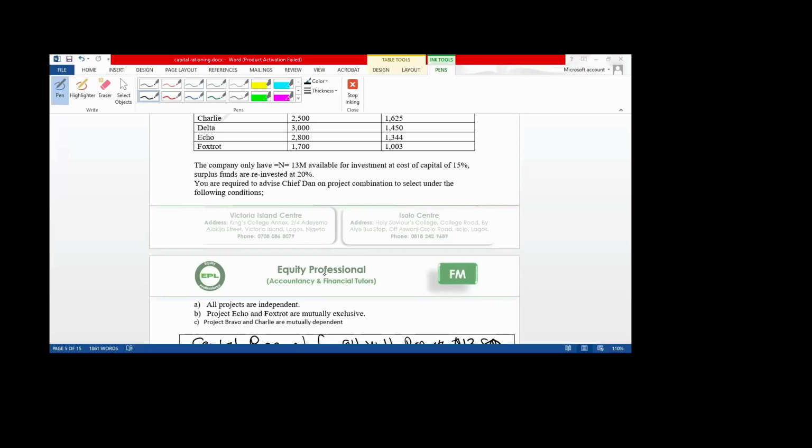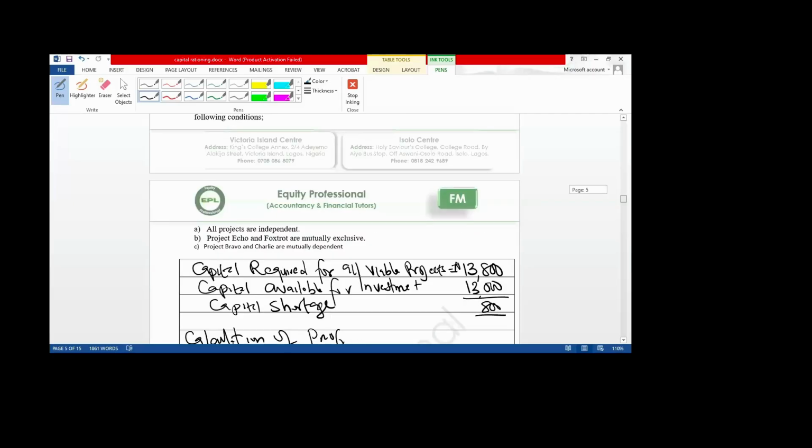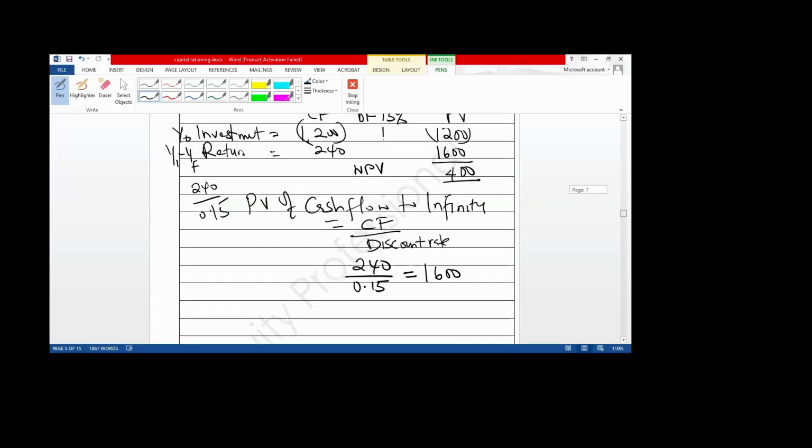If you invest surplus funds at 20%, compute 20% of 1,200. Your annual return is 240. That means our annual return is 240.